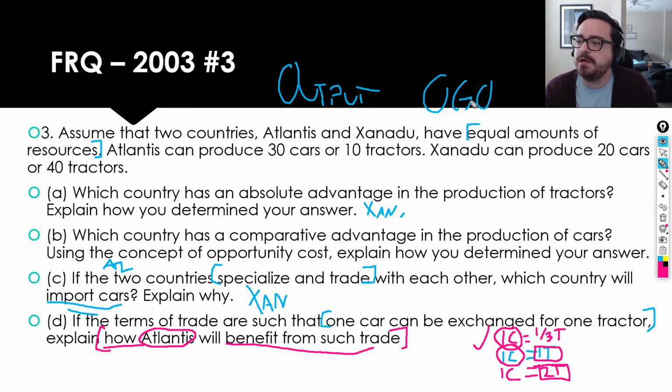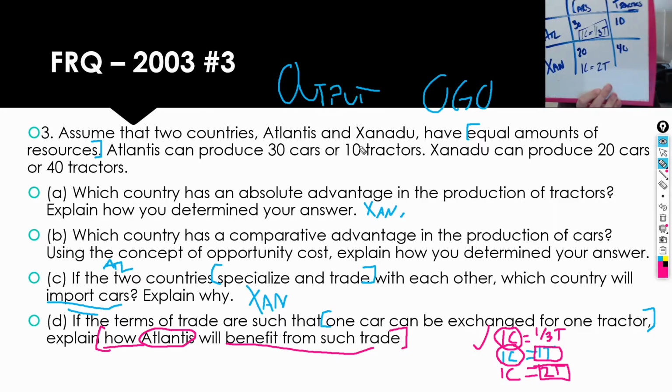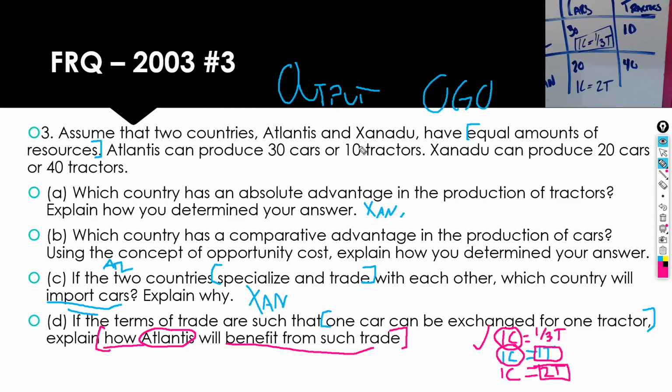That's not hard. For B, you're figuring out the opportunity cost of one car. Every time they make a car, they could have made 1/3 of a tractor, because that's the ratio. Every time these guys make a car, they could have made 2 tractors. That's the ratio. Who's giving up less? Atlantis. That isn't very hard either. If you're okay at this stuff, it'll take you maybe a minute to do what I did on the board.